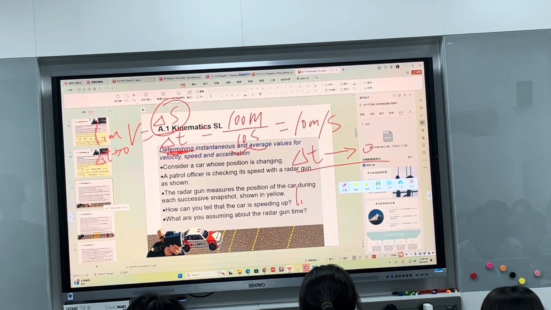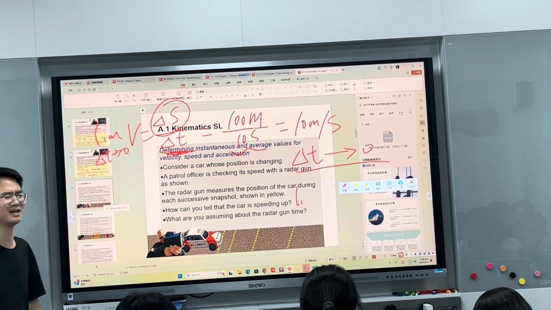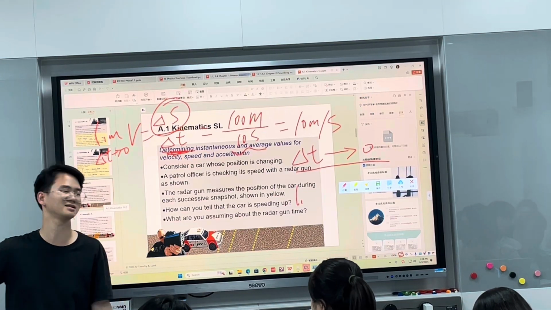How do you say 无穷小 in English? Infinitesimal, something like that? I forgot. But like, small.